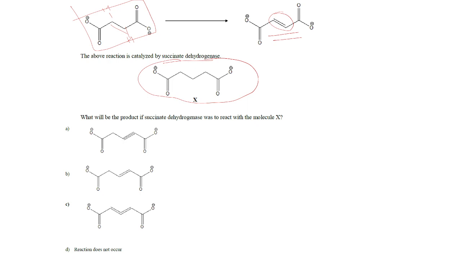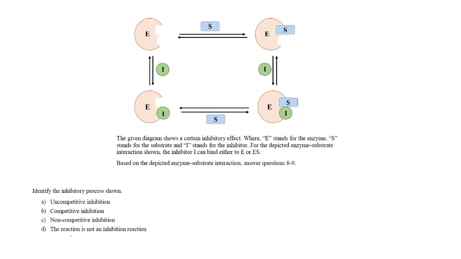Reaction does not occur. Okay, correct answer. Why do you think so? Because enzymes are very specific towards substrate, right? Yes, enzymes are very specific towards substrate, so the reaction will not occur. That's the lock and key model.